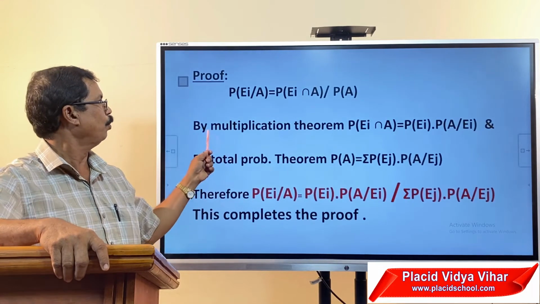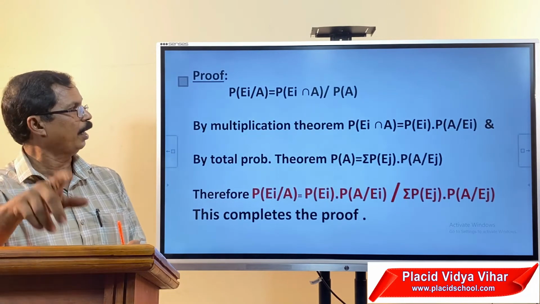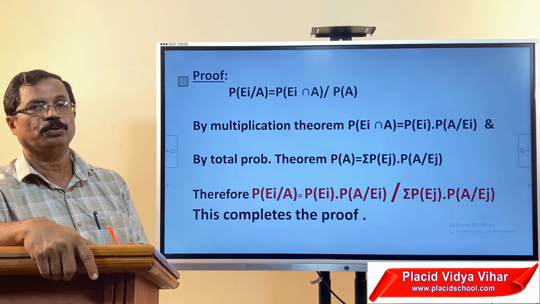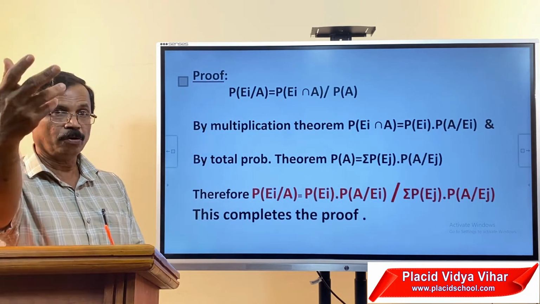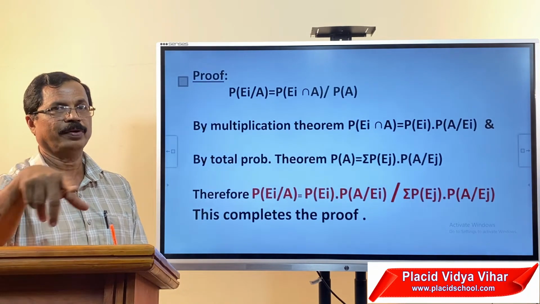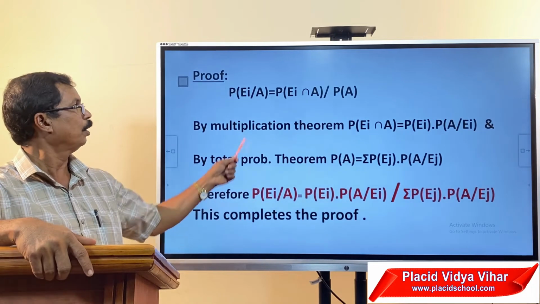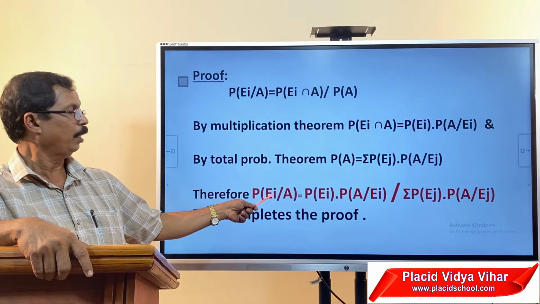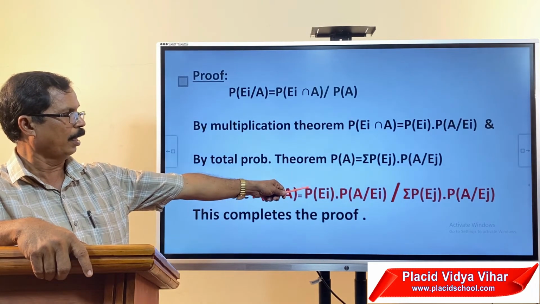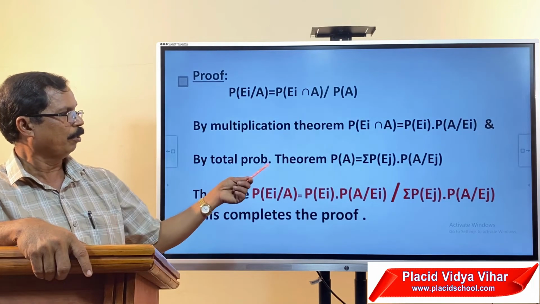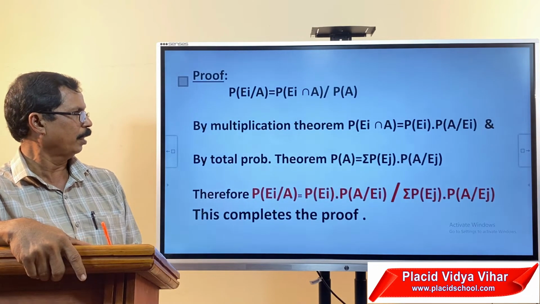Okay. Now using the multiplication theorem, you can cross multiply it and write it as P of Ei intersection A is equal to P of Ei into P of A given Ei. And by the total probability theorem, that we have already proved using that Venn diagram, we have got this result. Okay, you combine those both. Therefore, you can directly write P of Ei given A is equal to P of Ei into P of A given Ei, the whole divided by P of A, that is sigma P of Ej into P of A given Ej.